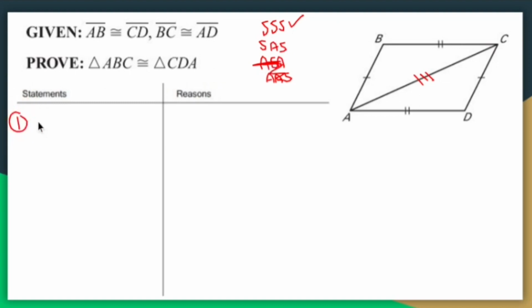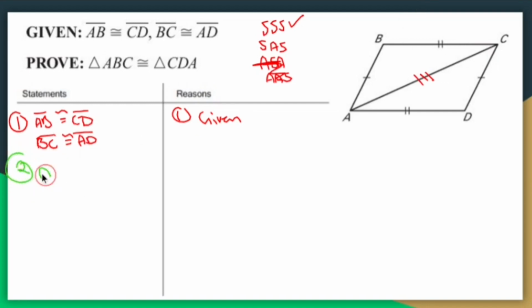One is the given. All right, AB is congruent to CD, and BC is congruent to AD, given. Side, side. My third side is to show that AC is congruent to itself. So AC is congruent to AC. Now, whenever you say that a side is congruent to itself or an angle is congruent to itself, you are using the reflexive property.